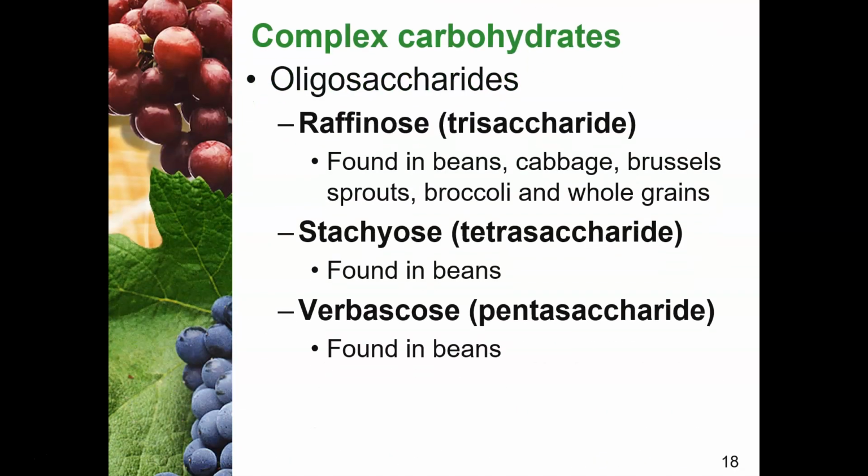So let's go on to complex carbohydrates. We have oligosaccharides. Oligo means few. The 3 examples I have here are raffinose, stachyose, and verbascose. Raffinose is found in beans, cabbage, Brussels sprouts, broccoli, and whole grains. Stachyose and verbascose are found in beans. Raffinose is a trisaccharide, so we have 3 rings, 3 monosaccharides. Stachyose is a tetrasaccharide, or 4 monosaccharides, and verbascose has 5.